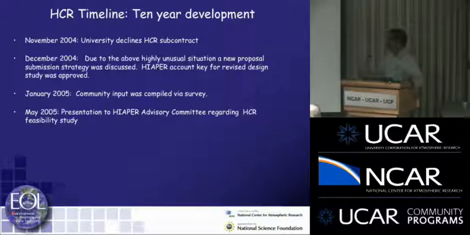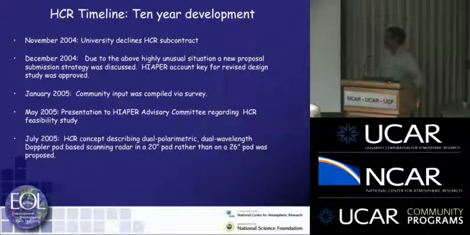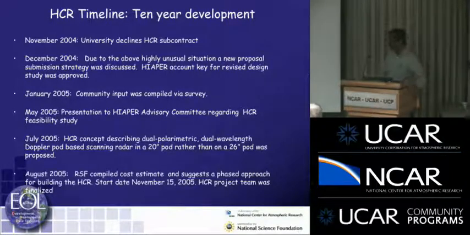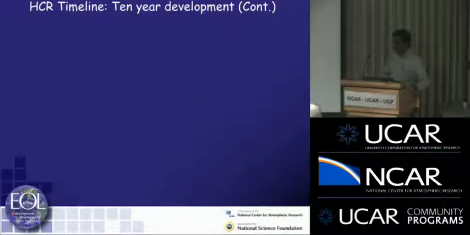It was passed by the HIAPER Advisory Committee in May 2005. The concept basically approved was a dual polarimetric, dual wavelength system, with the scanning configuration in a 20-inch pod as opposed to the 26-inch pod originally planned. This is basically how we evolved in about 2005. Then finally the work began about 10 years ago, November 2005. The team was finalized, and with the help from NSF, we started building this radar.